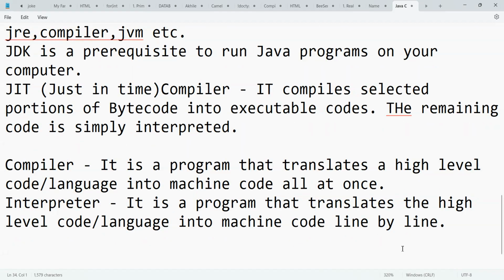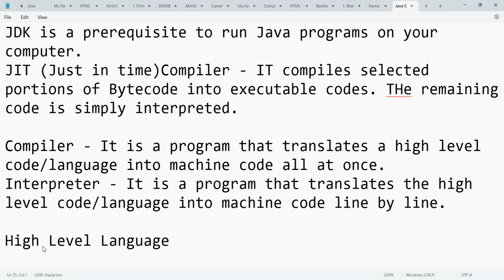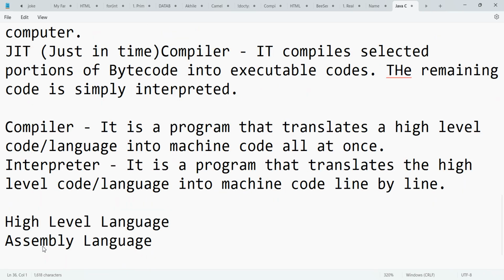Now within it there is a very interesting words or meaning hidden. What is this? High level language. Fine. If you want to understand high level language, then that means definitely there is something at a lower level as well, isn't it? So the lower level are assembly language and the least is machine language.